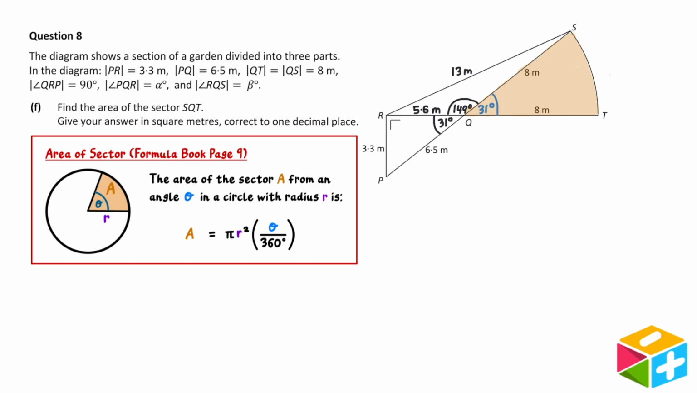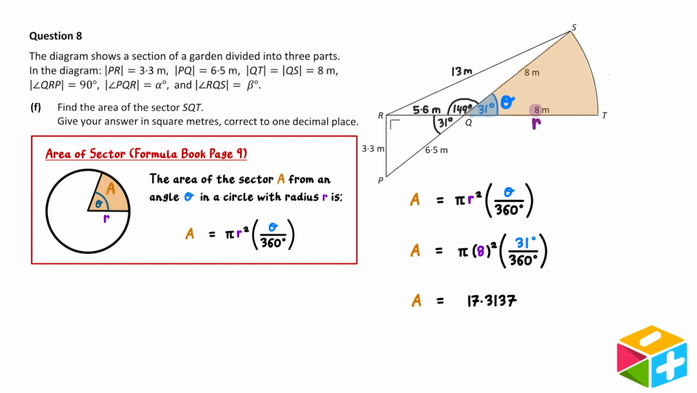In this formula, theta refers to the angle which spans the sector. In our diagram, we'll have theta equal to 31 degrees. R is the radius, and in our sector we have a radius of 8 meters. To find the area of our sector, all we have to do is sub in these values to our formula.